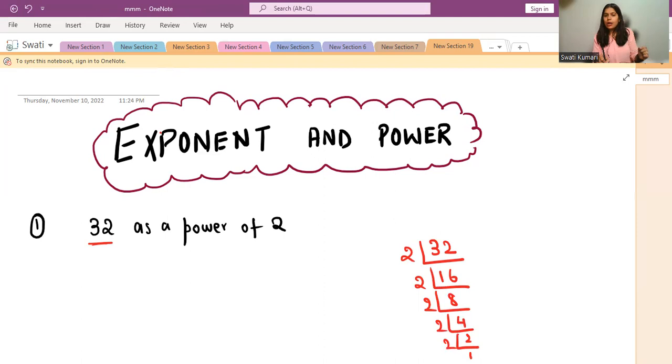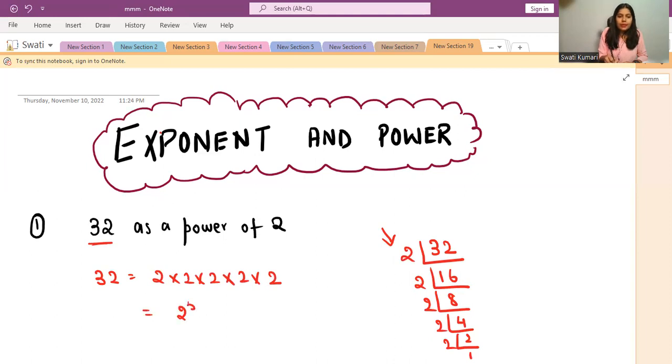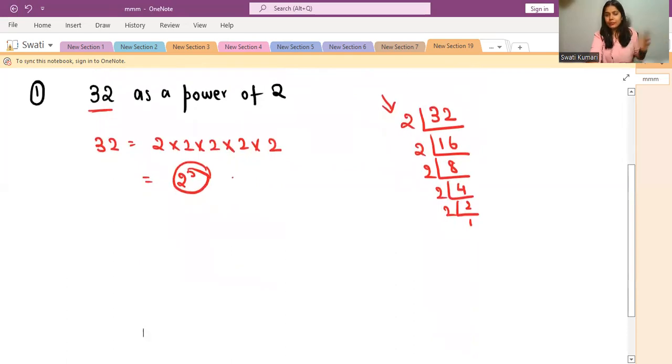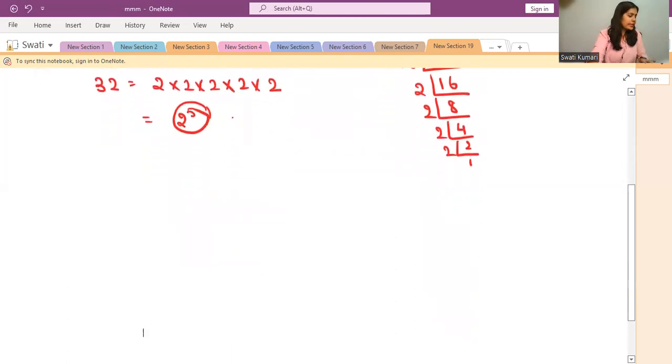You have to just count these numbers that you have got here. So this is 2 into 2 into 2 into 2 into 2. Therefore, we can write 32 as 2 into 2 into 2, 5 times, right? So 3, 4, and 5, which we can also write as 2 raised to 5. And this is nothing but our answer. So 2 raised to 5, we have expressed 32 as a power of 2. So this was our first question. Now let's go to the second question.